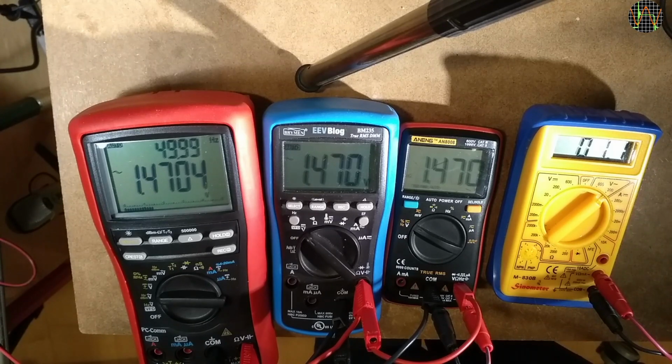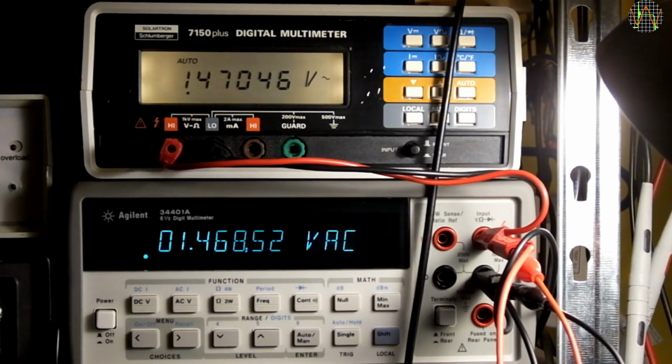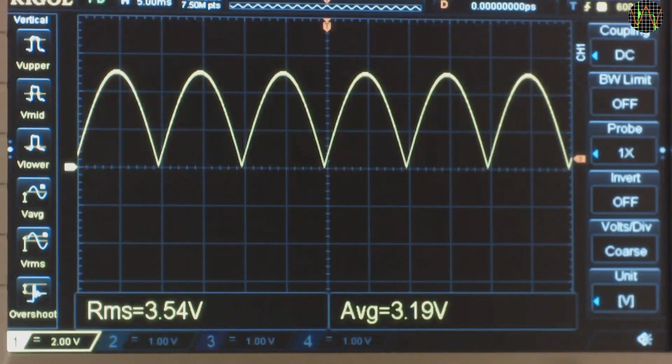The yellow one gets only up to 1.1 volts. Both of my bench meters also agree on the 1.47 volts RMS. Here's something a bit more exotic. This is the output of a sine wave after a full bridge rectifier.